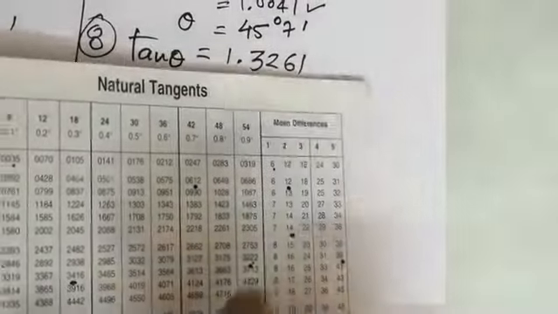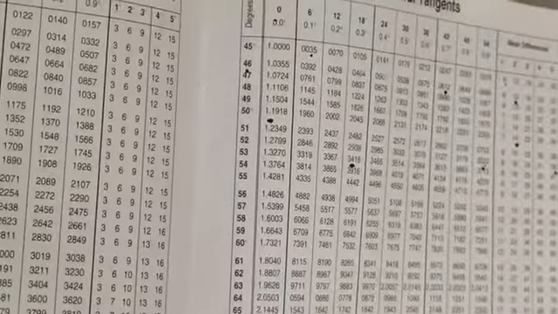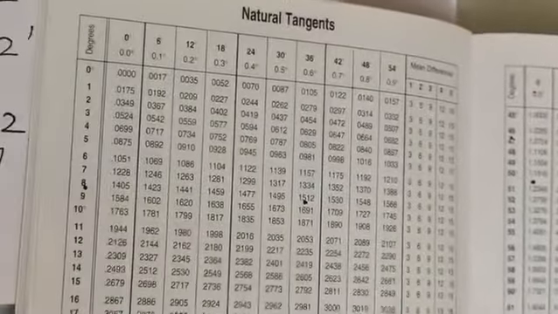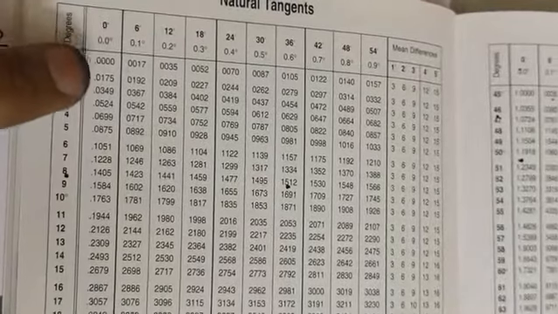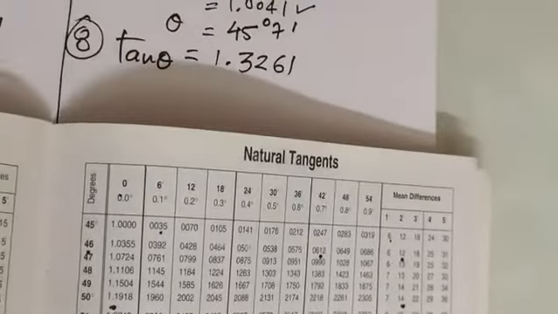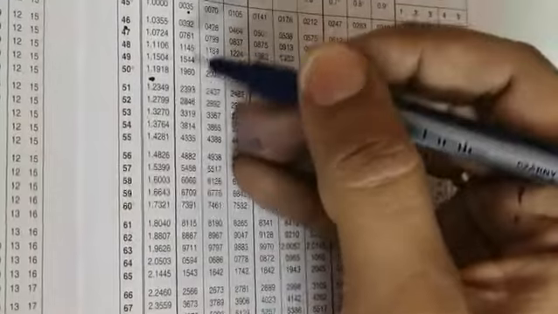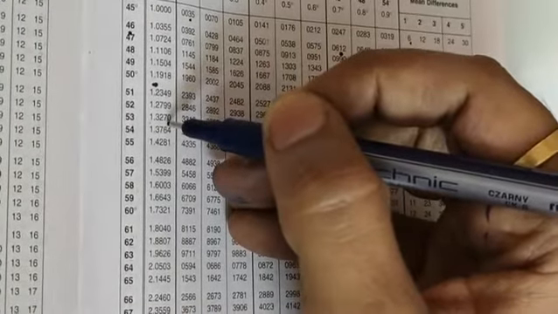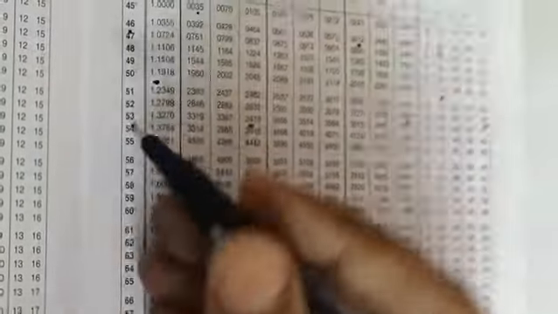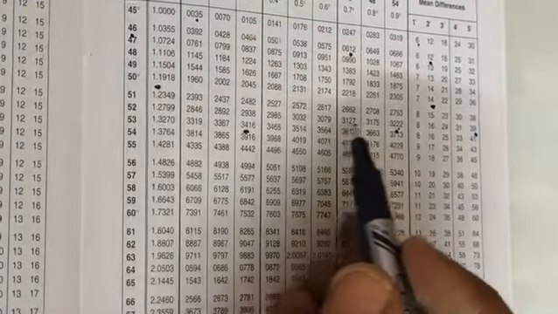Last is tan theta equals 1.3261. So in the table you can see that here we have all those values which are starting from 0 points, and what we want is 1 point. So we start this part 1 point, and after 1 we want a 32. Okay, that is 3270, which is more than our required part. So we will go to the row of 52.